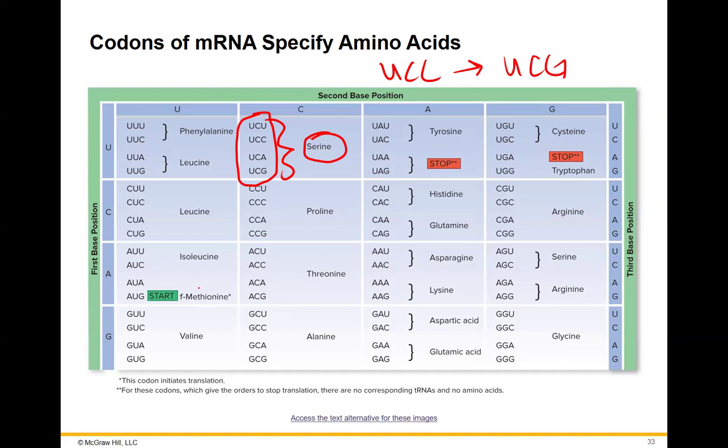But you can see here there's a lot of overlap. There's only 2 for phenylalanine, 2 for leucine, and there is 1 for start. The stops are kind of trickled throughout. Stop codons are the 3 that do not code for anything.